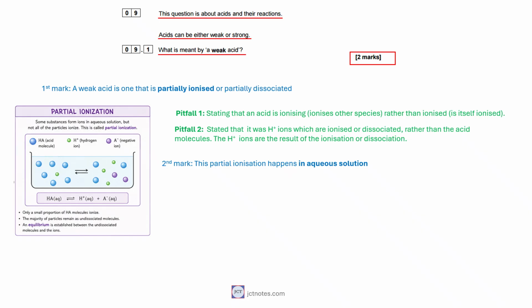To summarize, a perfect 2-mark answer that leaves no room for error is, a weak acid is an acid which is partially ionized in aqueous solution. Keep your chemical language precise, remember to include the solution condition, and you will secure both marks easily.